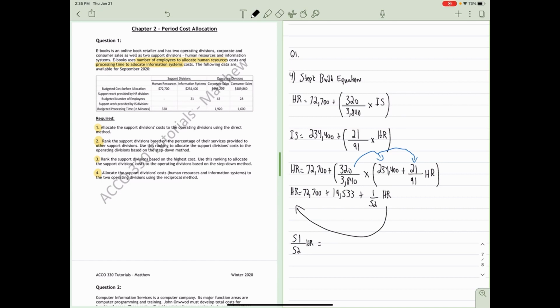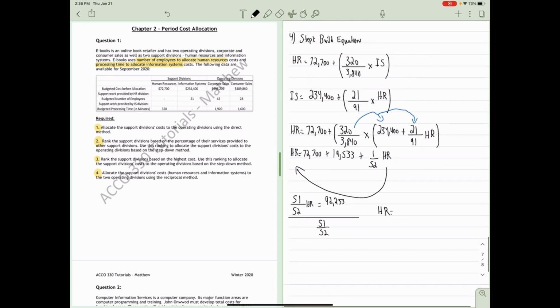All right, so 92,233. That's where we're at now. Now we're going to divide both sides by 51 over 52. And then that's how we get our cost of the HR. So let's do 92,233 divided by 51 over 52. And then I get 94,041. I'm just going to say 94,042. I'm just going to round. So 94,042. That is the cost of HR.